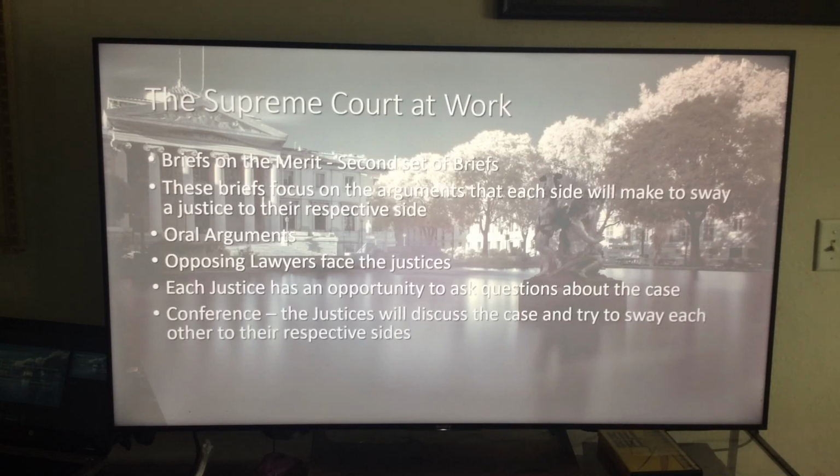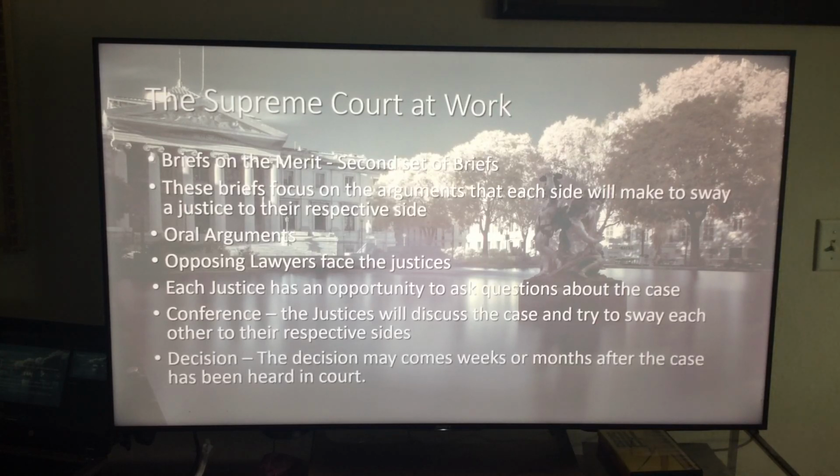After they are done with oral arguments, then they go back in conference. The justices will discuss the case and try to sway each other to their respective sides. So they're trying to bring each justice onto their side. The more justices you get to agree on your side, the better the decision is. A 9-0 decision is way better than an 8-1 or a 7-2 or a 6-3. You want to get all judges on your side.